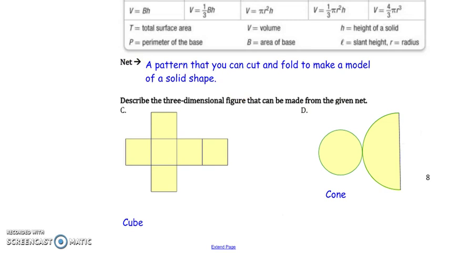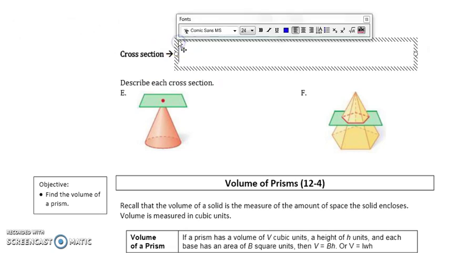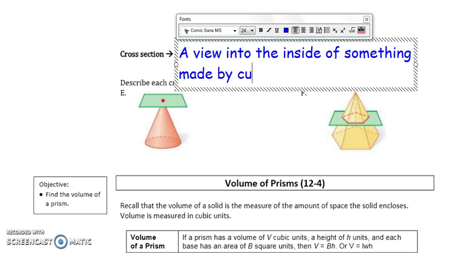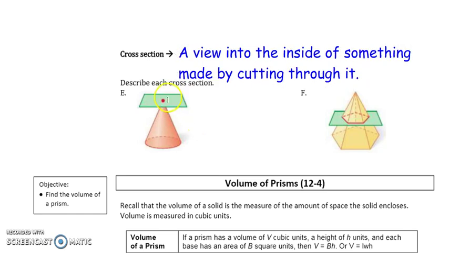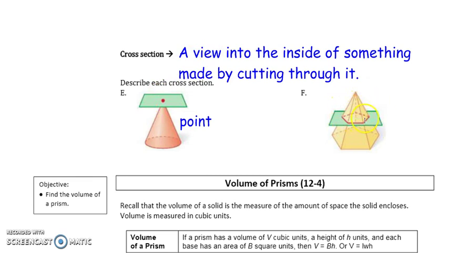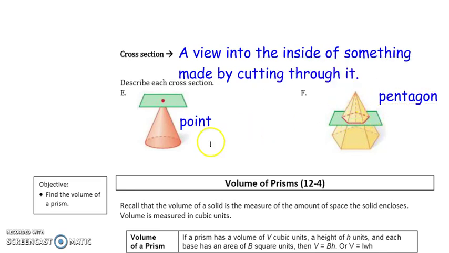All right. So then we have what's called a cross section, and a cross section is a view into the inside of something made by cutting through it. So we've got a cross section here. Well, all we're seeing that it's cutting through is a point. And then here we can see that cross section is making what shape? A pentagon. So you can kind of see what that shape is with that cross section.